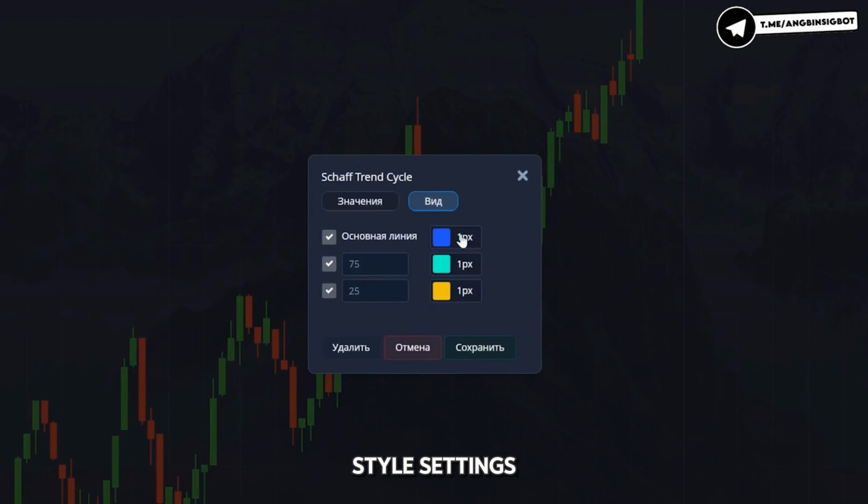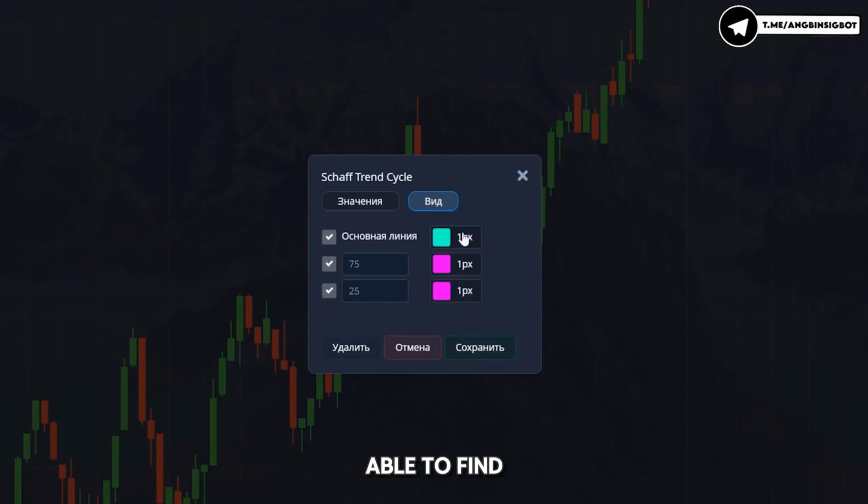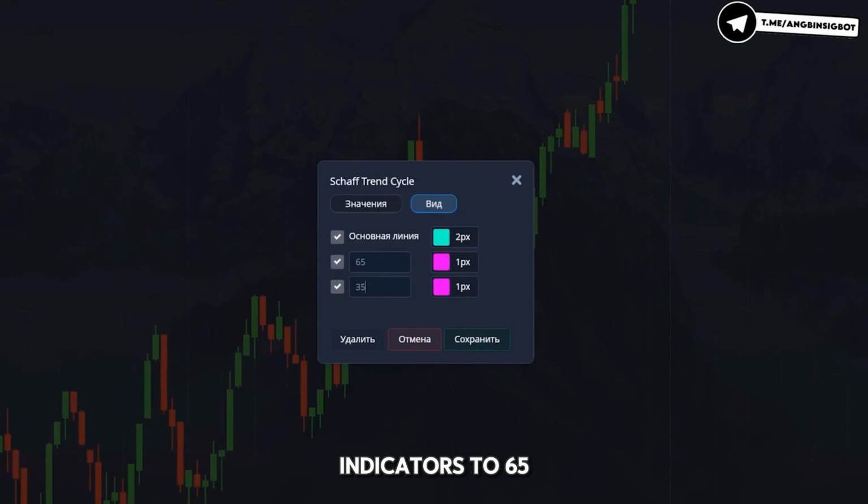Next, we will go to the style settings and I will change the color and thickness so that everything is more visible. I recommend you do the same because visually you will be able to find good signals better and earn more. Accordingly, we set the first color to turquoise, then 2 pinks, and change some indicators to 65 and 35.